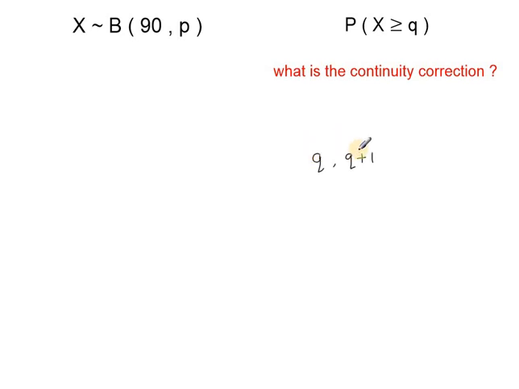And one value greater than q would be q plus 1. And we know we're going to go all the way up to 90. We have n equals 90, 90 trials. So these are the probabilities that we want. So now we need to look at what we don't want. So that's one value less than q, q minus 1, q minus 2, q minus 3, all the way down to 0. We don't want these values.